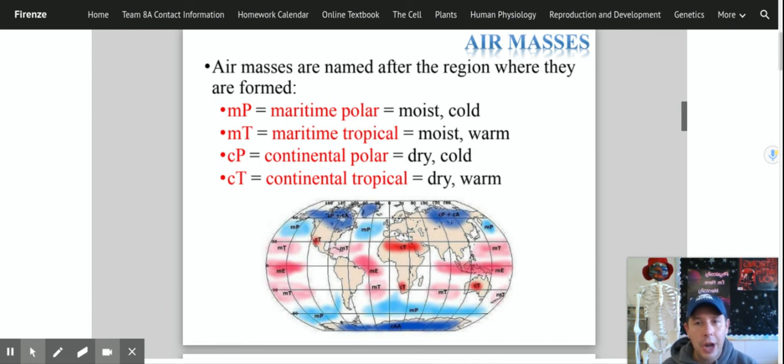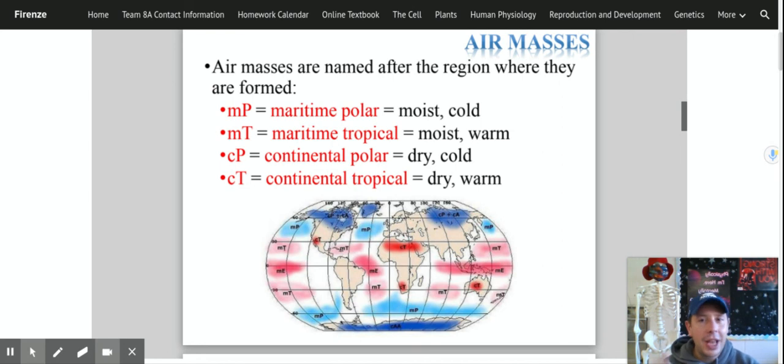Then we have continental tropical. Again, continental means dry because it was formed over land. Tropical meaning warm. Think of a tropical beach on vacation. So we've got 4 main air masses that you have to remember. Maritime polar, maritime tropical, continental polar, continental tropical.